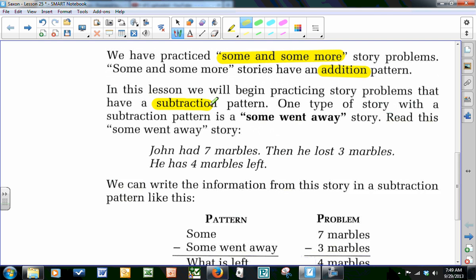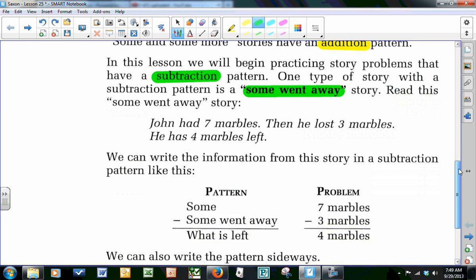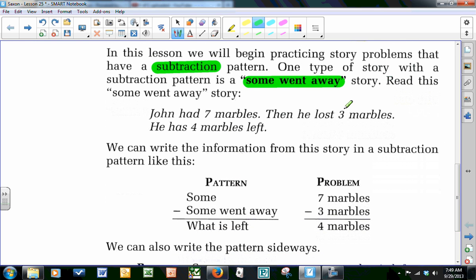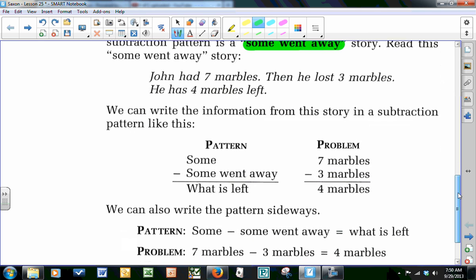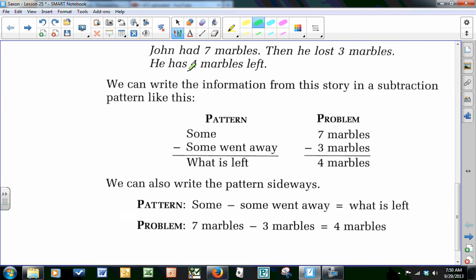a subtraction pattern. Let me change that color. I like to color code things. A subtraction pattern. And this is not a some and some more pattern. This is a some went away story. If you were in our school building in earlier years, in like second grade and third grade, you called this a some went away story. So here is an example of that. Let me scroll down so you can see all the pattern.